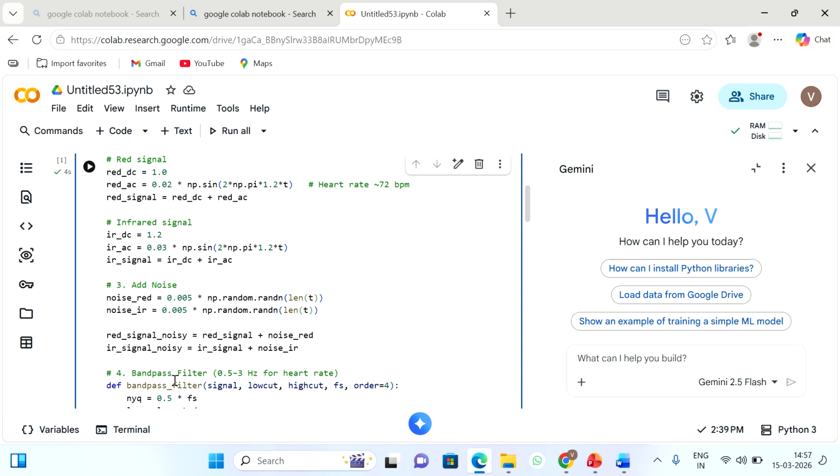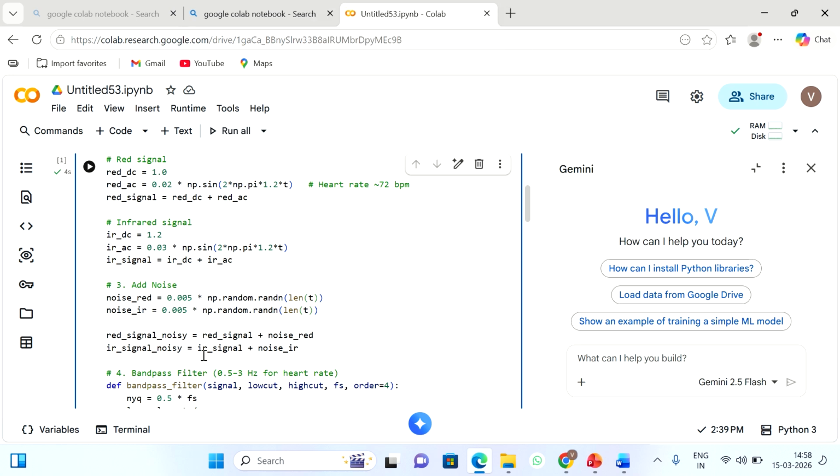The next one, red signal noisy. So it is a noisy signal, the original signal added with the red noise. In the same way, the original signal with the IR noise. So the input signal which is given to the filter will finally be the red signal noisy and the IR signal noisy. Not the red signal alone or the IR signal alone, because definitely that noise will be added.